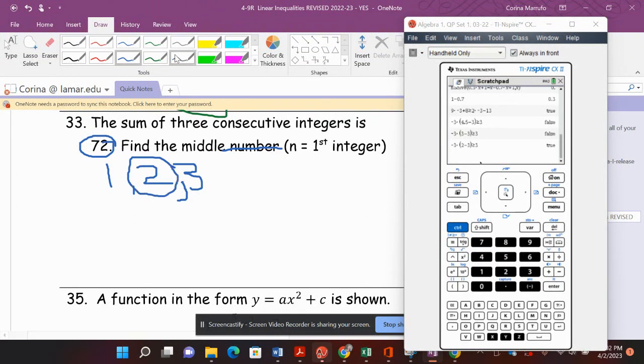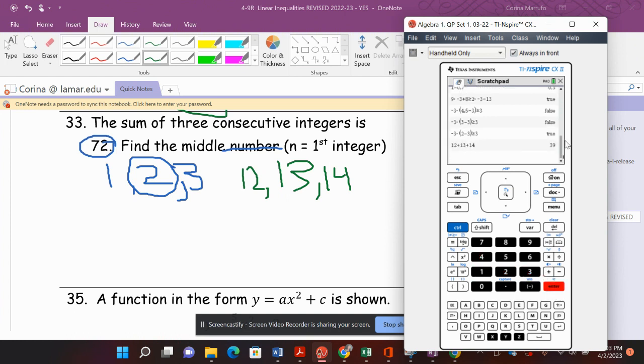Okay. So if you want to go one by one by one to figure it out, you can do 12 plus 13 plus 14. Does this give me 72? I can put it in my calculator. 12 plus 13 plus 14. No, it doesn't. It's not even close. So you can do it like that.